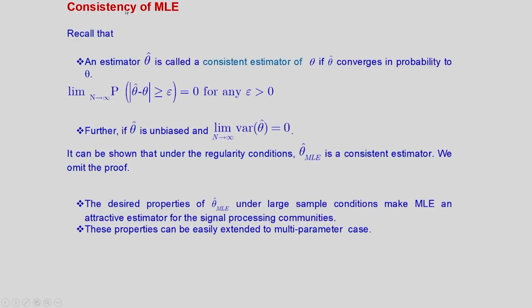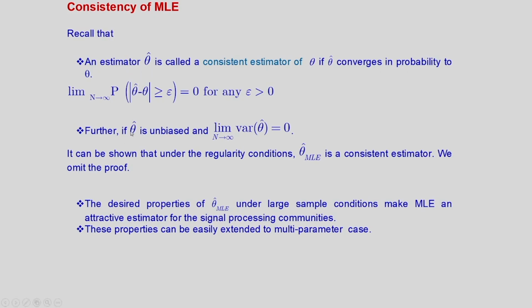Last property, we shall consider the consistency of MLE. Recall that an estimator theta hat is consistent if theta hat converges in probability to theta. In other words, limit n tends to infinity of the probability that mod of theta hat minus theta is greater than or equal to epsilon will always be equal to 0 for any epsilon greater than 0. So, this is the condition for convergence in probability. Therefore, with this definition we can check whether theta hat MLE is consistent.